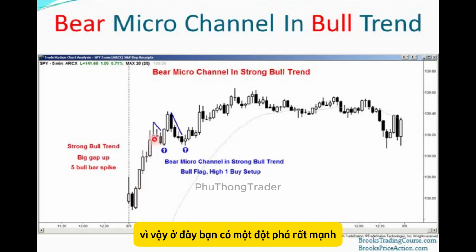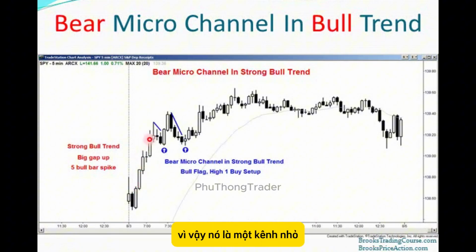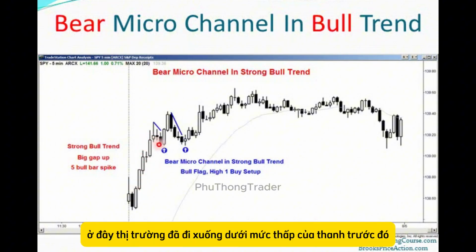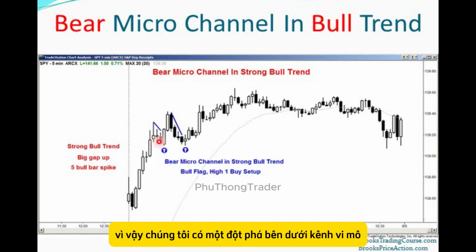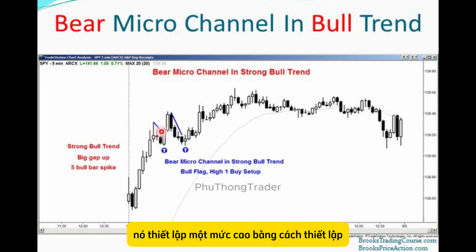So here you have a very strong breakout, a bull trend, and there are no pullbacks. So it's a bull microchannel. Here the market went below the low of the prior bar, so we have a breakout below the microchannel. It sets up a high 1 buy setup, so you can buy above the high of the prior bar.